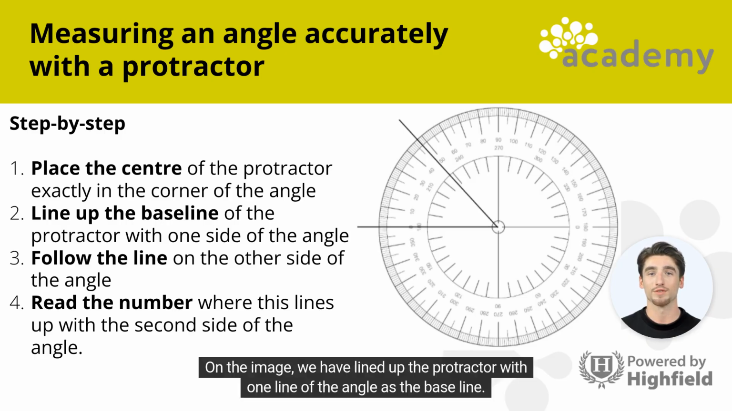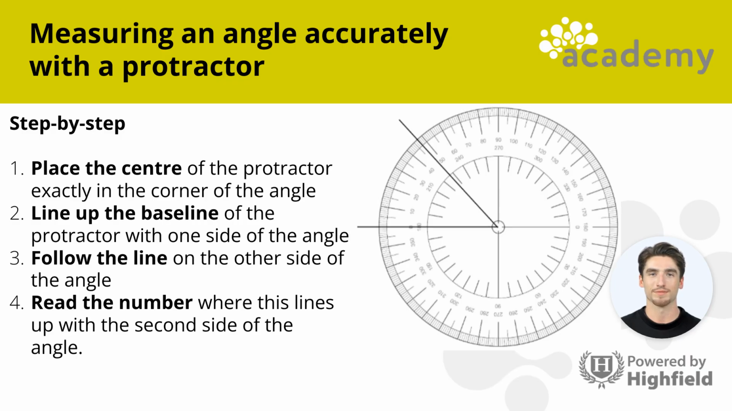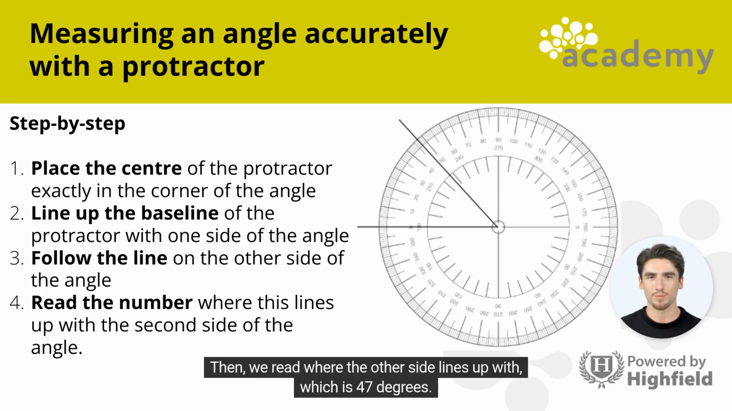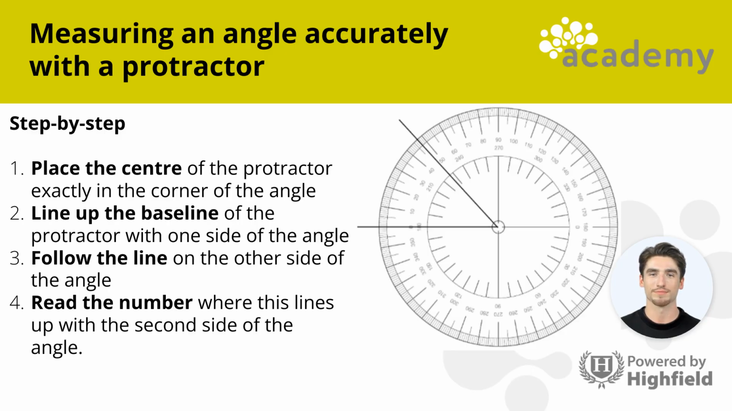On the image, we have lined up the protractor with one line of the angle as the base line. Then, we read where the other side lines up with, which is 47 degrees.